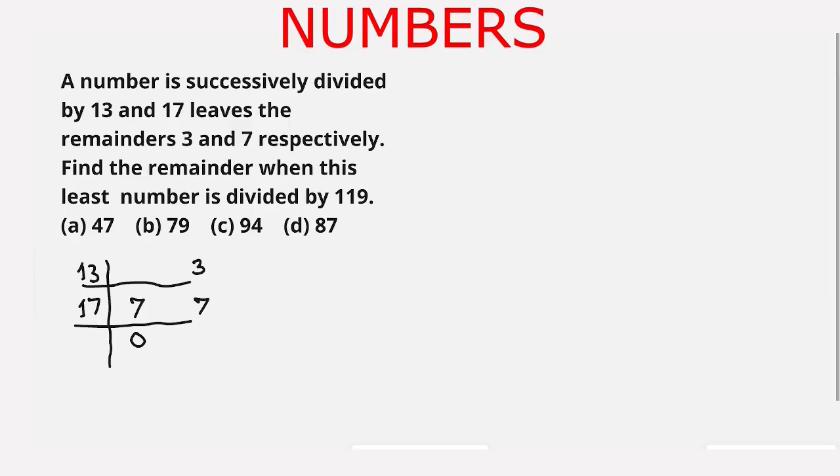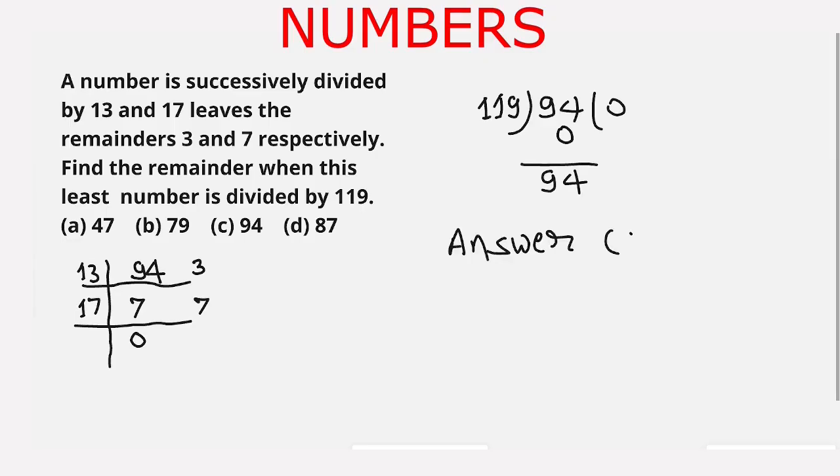13 times 7 is 91. 91 plus 3 is 94. So the least number possible is 94. Now we have to divide this number 94 by 119. It divides it for 0 times and our remainder is 94. And from the given options, our answer is option C, 94.